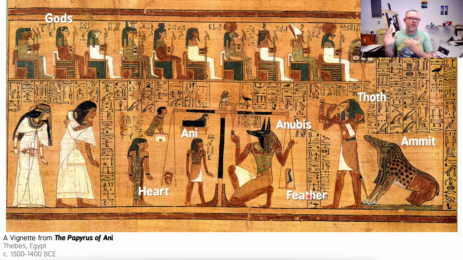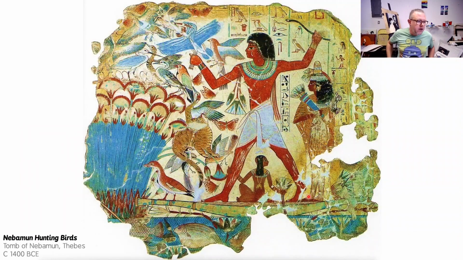The afterlife was often sort of seen as a place where life would just go on, not unlike it did here on earth. But this life that you move on to would be an eternal one spent doing the kinds of things that you want to do in your afterlife. So an illustration of this would be this image of Nebamun hunting birds from circa 1400 BCE.